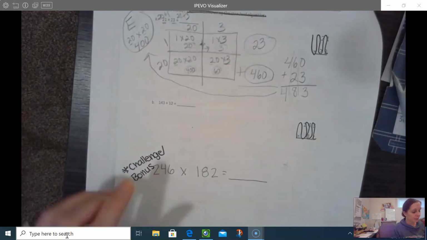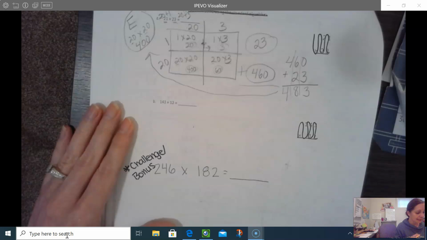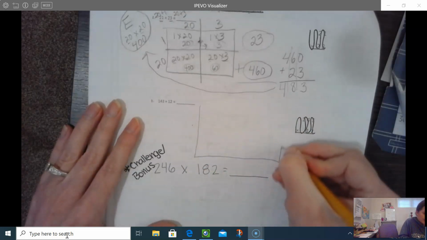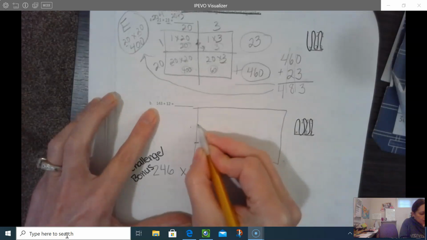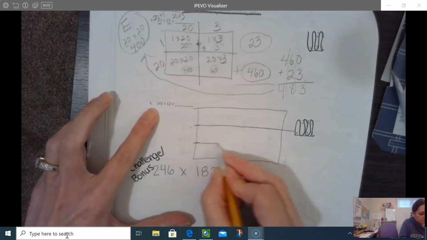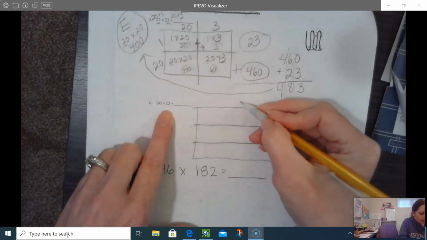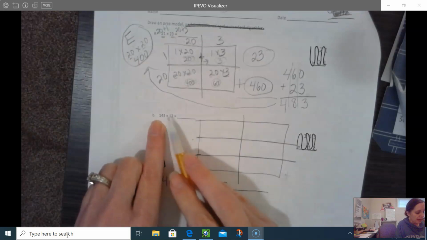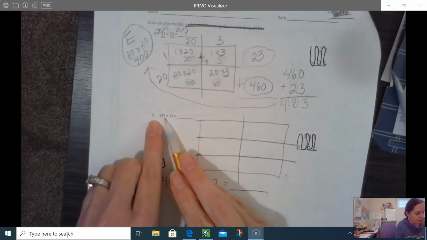All right, the last problem is a 3 by 2. Let's go ahead and get our box set up for that. So draw that nice big box. And then I want to make sure that I have 3 horizontal parts of my box going this way. And then I want to make sure I have 2 going this way. And then remember that you're going to be breaking this number up. So 100 plus 40 plus 3.